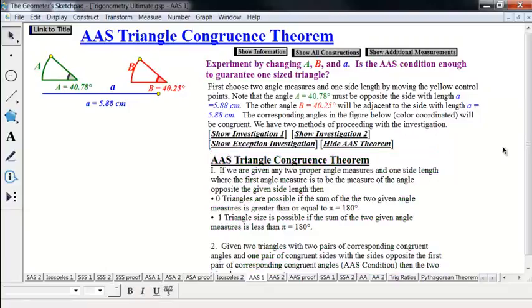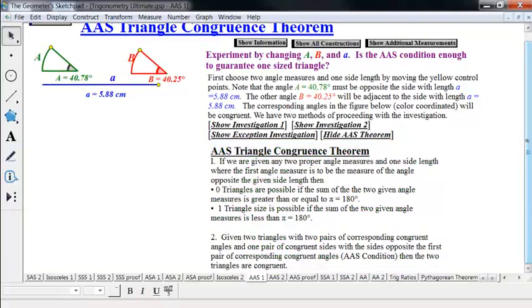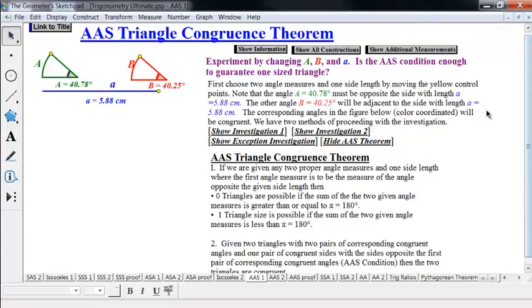Okay? And so we can come up with a theorem. If we're given any two proper angle measurements, one side length where the first angle measures to be the measure of the angle opposite the given side length, then either zero triangles are possible if the sum of the two angles is greater than or equal to pi, and one triangle is possible if the sum of the two given angle measures is less than pi. And given two triangles and two pair of corresponding congruent angles and one pair of congruent sides with the sides opposite the first pair of corresponding congruent angles, in other words the AAS condition, then the two triangles are congruent. This is the Euclidean version of this theorem.